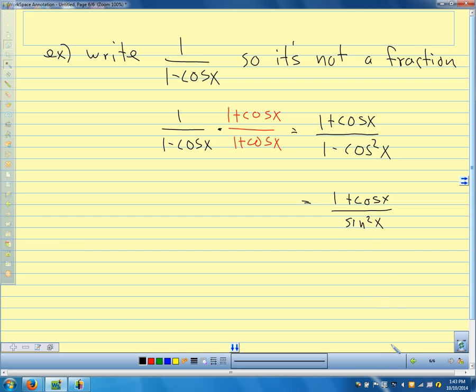All right, we still have a fraction. But what can I do with this fraction? How can I work with this fraction? I can split this into two pieces. We have a common denominator of sine squared x, so that's 1 over sine squared x plus cosine x over sine squared x. I just split this into two fractions with a common denominator of sine squared x.